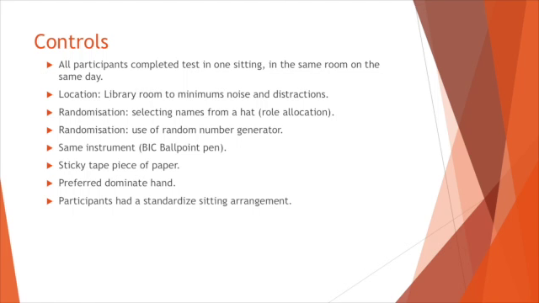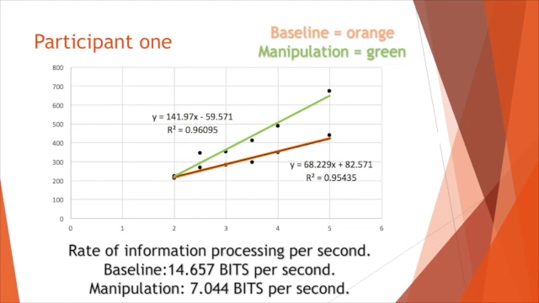When considering the regression equation for the baseline, y equals 68.229x plus 82.571, and the r-squared value is telling us the model explains 95.4% of the variability of response around the mean. When looking at the rate of information processing, for baseline, 14.657 bits of information is processed in 1 second.